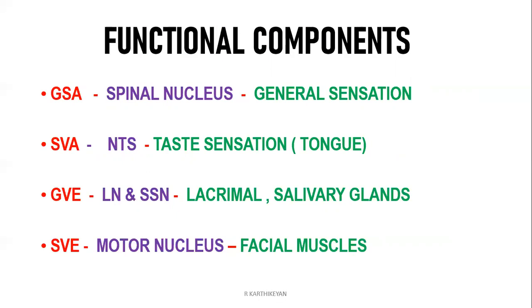What is the role of general somatic afferent? It carries all your sensations like pain, touch, temperature, etc. SVA stands for special visceral afferent; you all know taste sensation, we have seen it already. General visceral efferent supplies your glands and the smooth muscles of your viscera, everything. And you have SVE, special visceral efferent, for muscles derived from the pharyngeal arch.